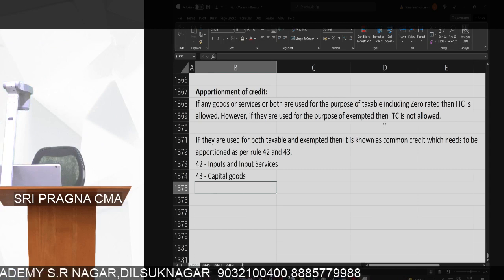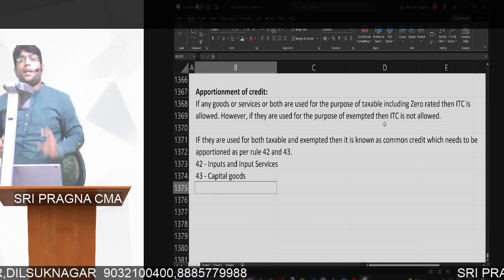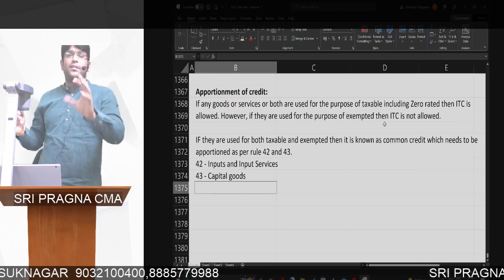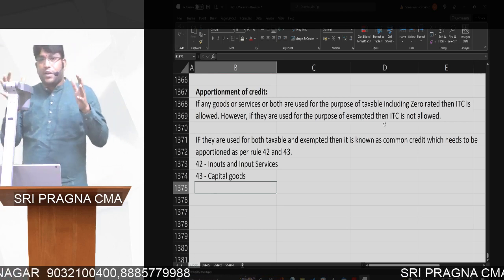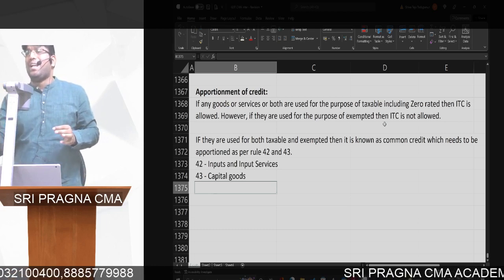What is it we are trying to learn, my dear friends? Sir, I repeat once again, if output is taxable, then definitely input tax credit is allowed. If output is zero rated, then also input tax credit is allowed. If output is exempted, then input tax credit is not allowed. But we are talking about a special case where we are using something for both exempted as well as taxable.